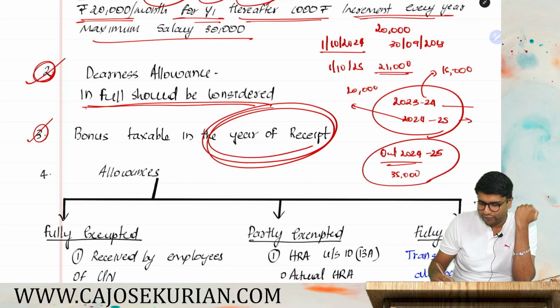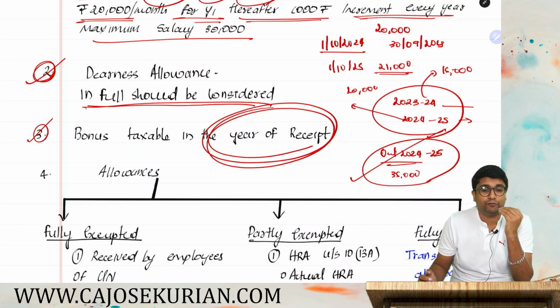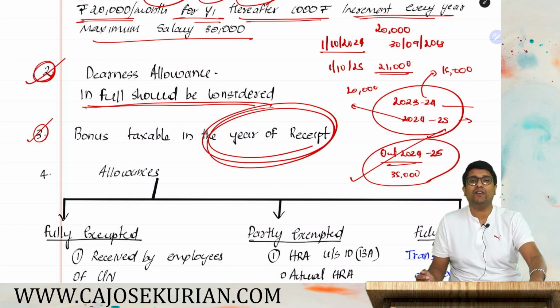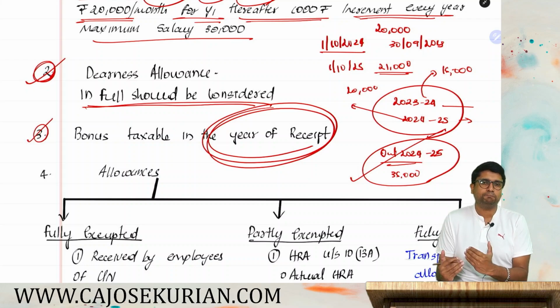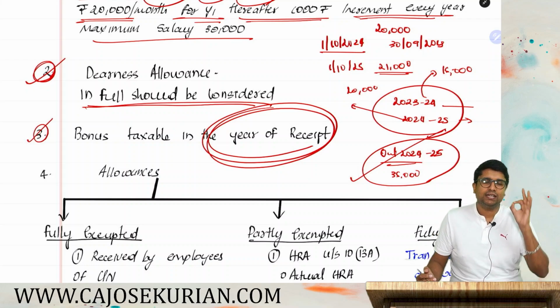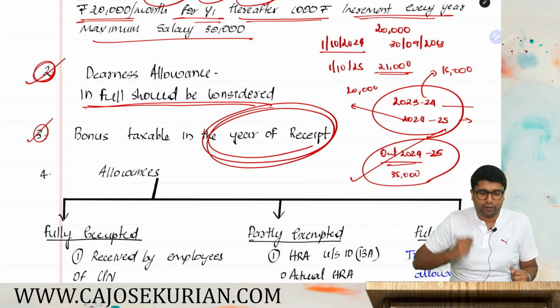So bonus always will be taxable in the year of actual receipt. It is not taxed on the basis of due or receipt, whichever is earlier. Rather, you have to tax it always in the year of receipt, irrespective of the year in which it is actually paid. So always bonus has to be taxable in the year of receipt. That's what you have to be careful about.